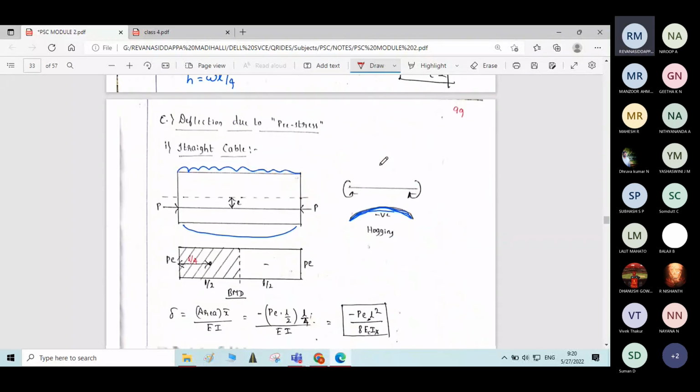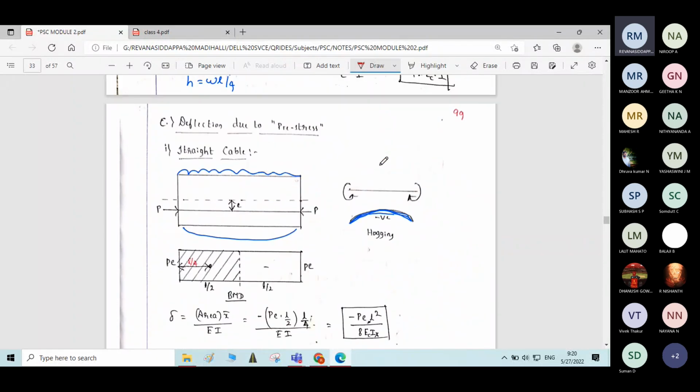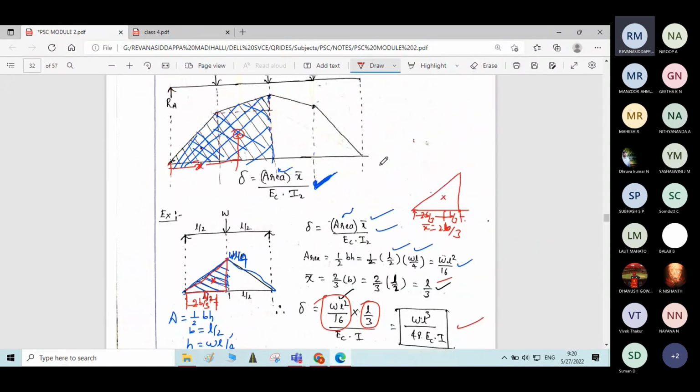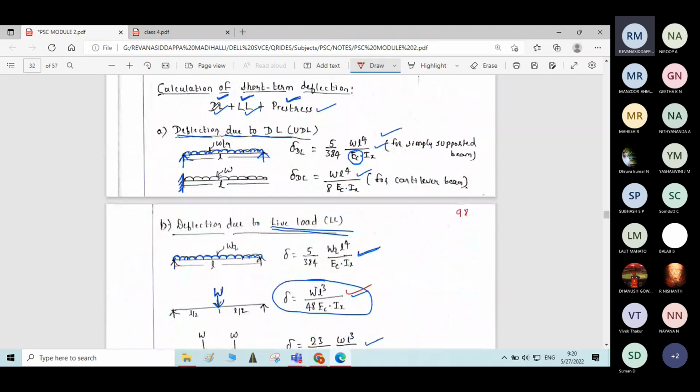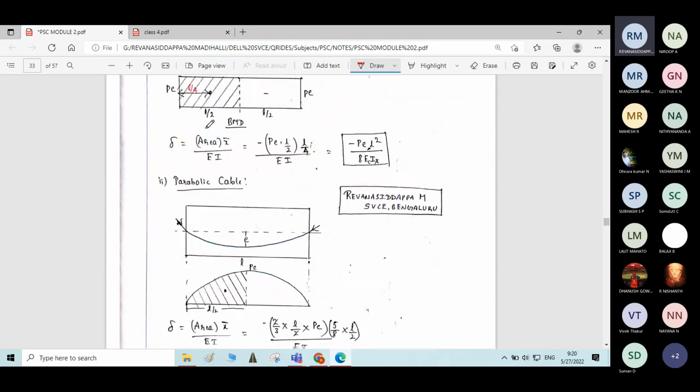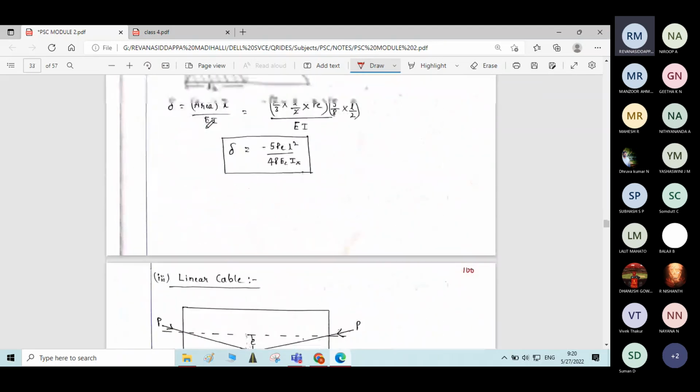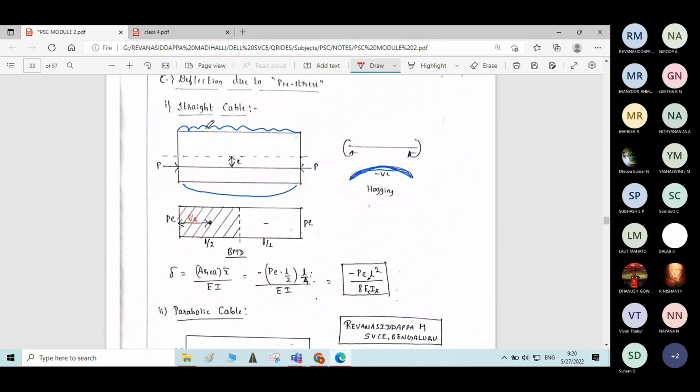Then coming to deflection due to pre-stress. Now what we learned is how to find deflection due to dead load, and deflection due to live load. Now we'll study how to find deflection due to pre-stresses.